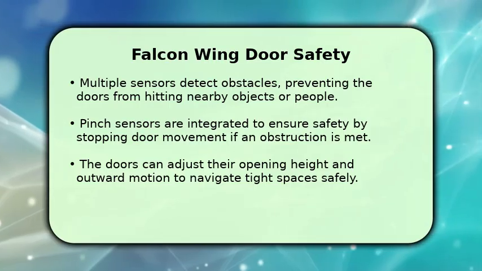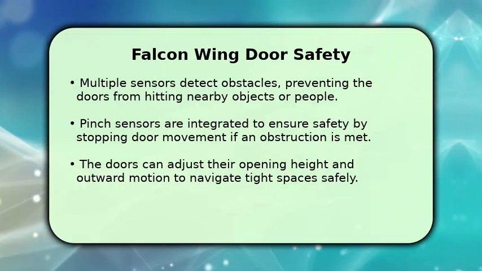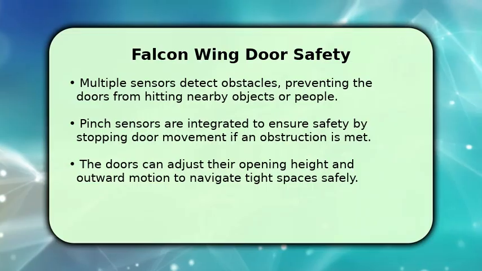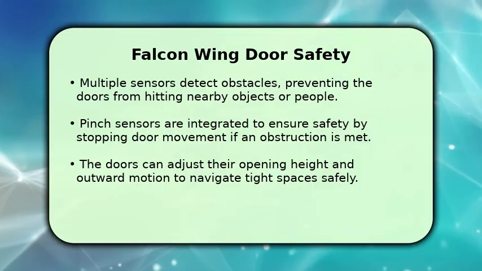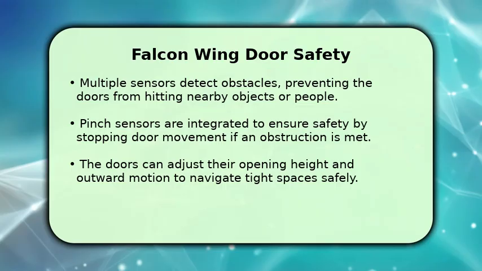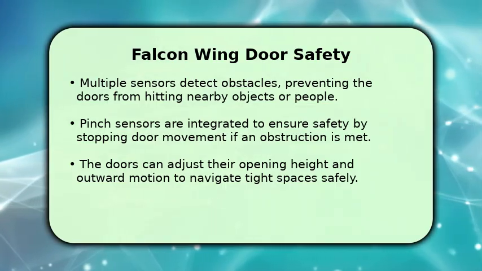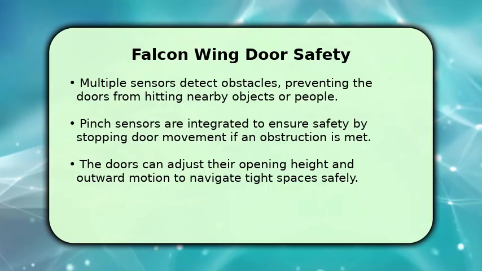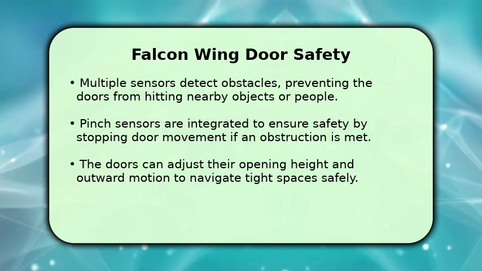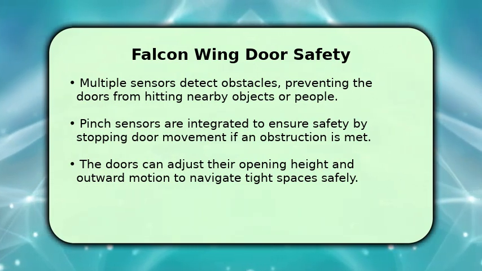The Falcon wing doors are engineered with advanced safety features. They incorporate several sensors, including ultrasonic and capacitive types, which continuously scan for obstacles in their path. If an object or person is detected, the doors will automatically stop or reverse their movement to prevent contact. This intelligent system also allows the doors to adjust their opening angle and height, ensuring they can open safely even in garages with low ceilings or tight parking spots, providing peace of mind.